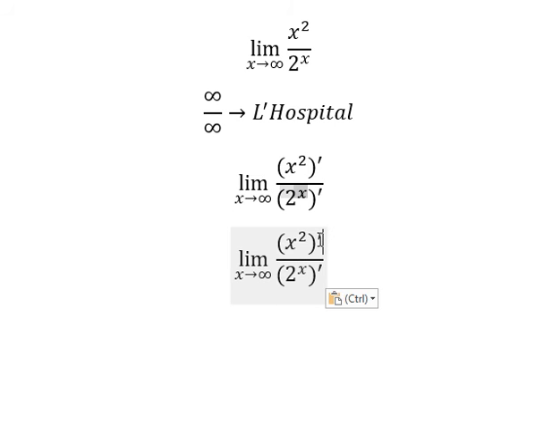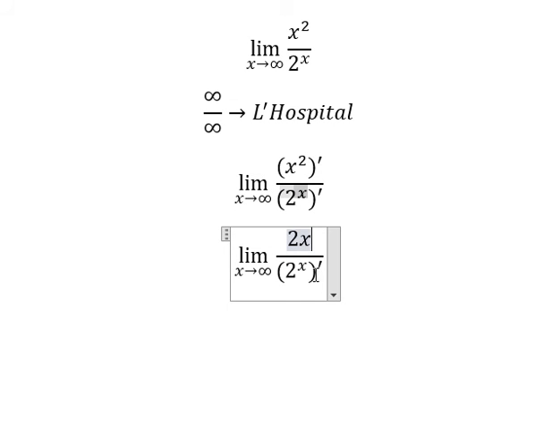So this one we have 2s. This one we have 2 to the power of s, and number 2. And now when s approaches positive infinity, this one will go to positive infinity and this one will go to positive infinity, and we can use the second derivative.